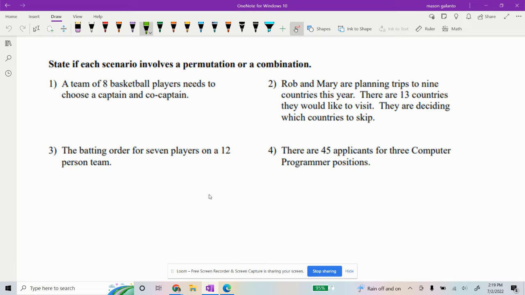Number 1, a team of 8 basketball players needs to choose a captain and a co-captain. Well, because we're very specifically looking at a captain and a co-captain, this is a permutation. Order matters. We have to choose exactly a captain and exactly a co-captain.